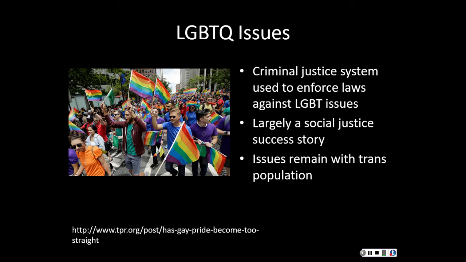However, many of the laws that were put in place were criminal justice issues. Many of the rules used to enforce LGBT behavior were laws that were part of the criminal justice system and had to be overcome. However, while we have seen a great deal of success with the LGBT community, we also have to point out that many issues remain today with the trans population that are still up in the air and need to be settled.